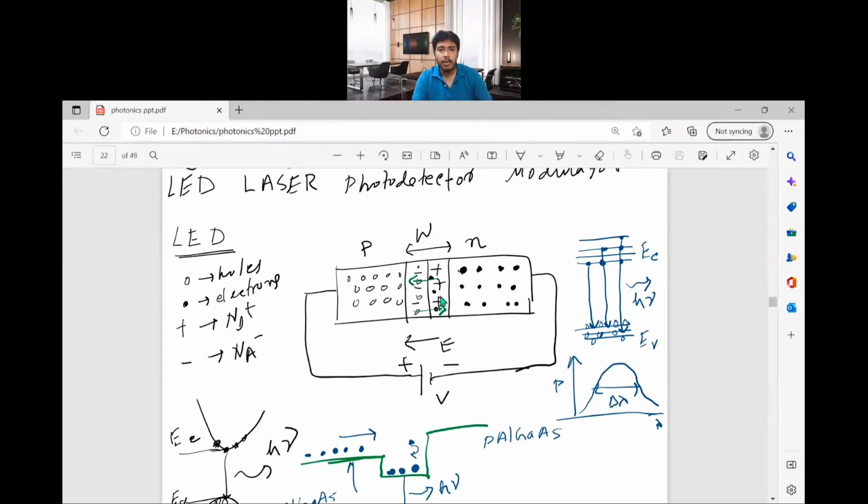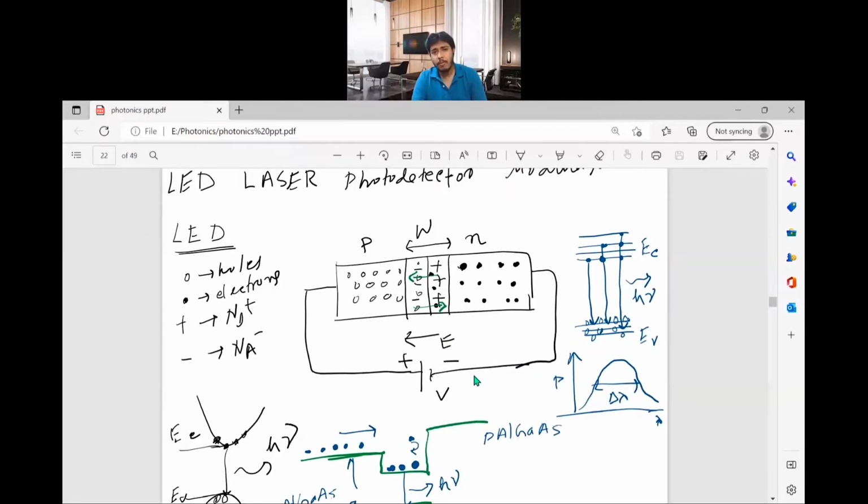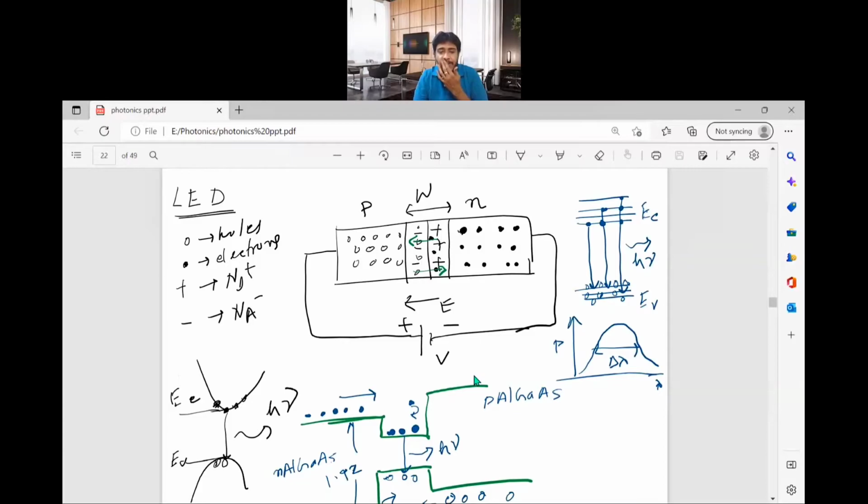Now when they are flowing, they will recombine with each other near the junction. As they are recombining, it will generate light. So basically, electron-hole recombination will generate light. Okay, this is the main thing. But a normal PN junction diode does not emit light. So what is the difference?